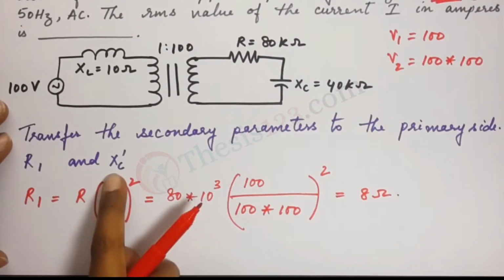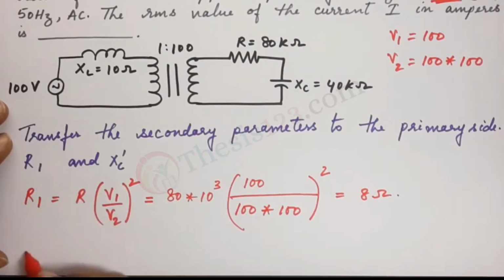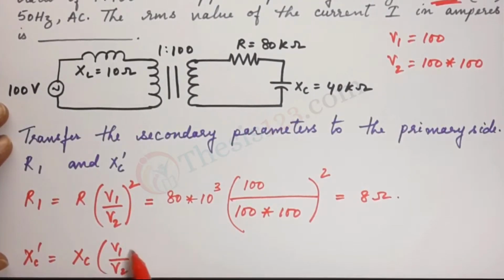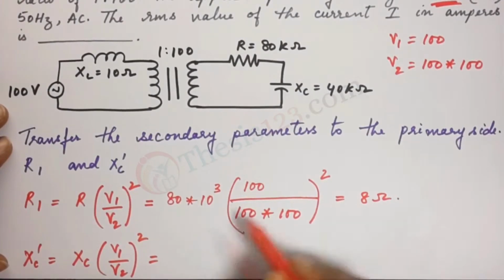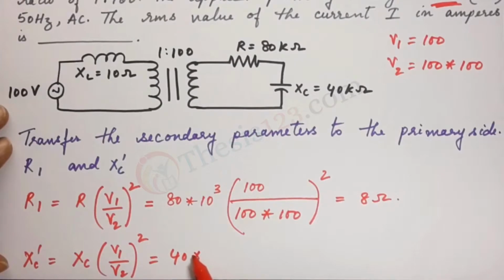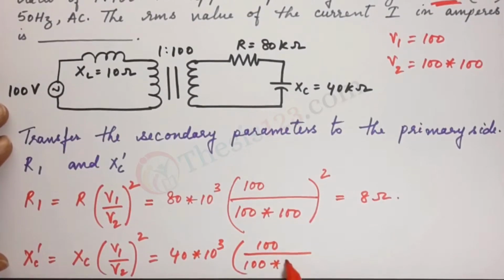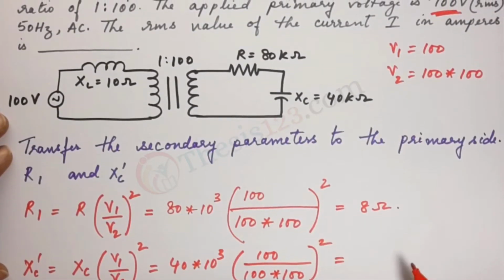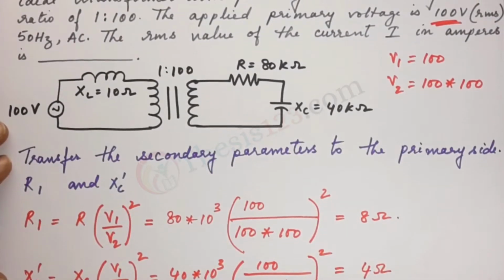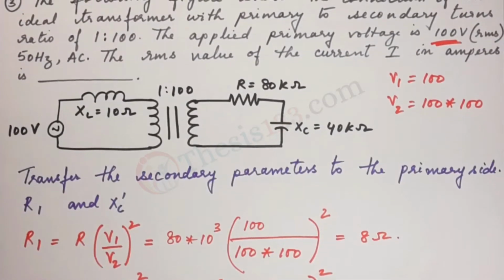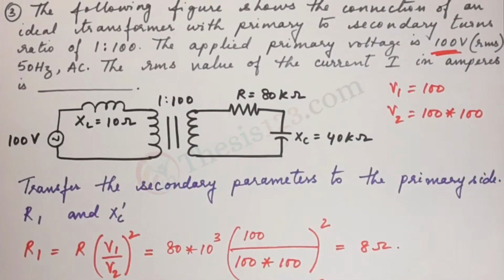The next thing is to find out the reactance, XC dash. We use the same formula. We have XC this time multiplied by the ratio V1 by V2 squared. XC given to us is 40, so that's 40 into 10 power 3 into the same ratio, 100 divided by 100 into 100, squared. So we get 4 ohms. So we have the values of R1 and XC dash. Now let's draw the equivalent circuit. I'll just get another sheet of paper.